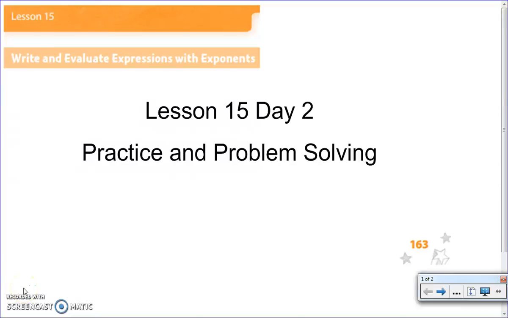Alright, this is Mr. Gillum, and today we're going to be looking at an example from your Practice and Problem Solving book about writing and evaluating expressions with exponents. It's on page 163 of your Practice and Problem Solving book.